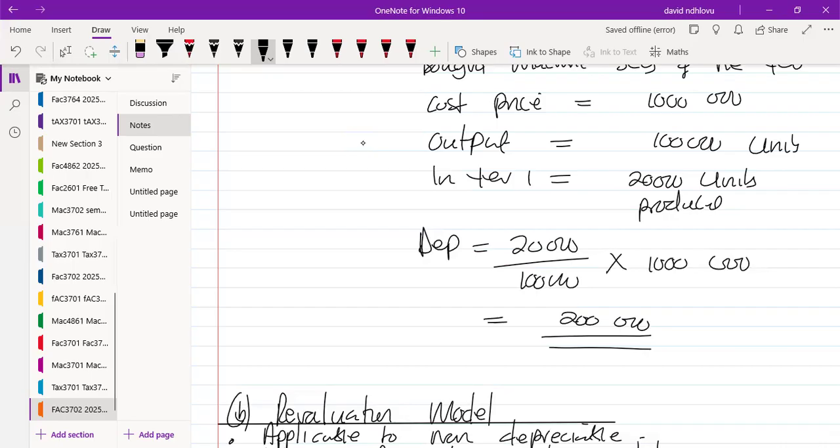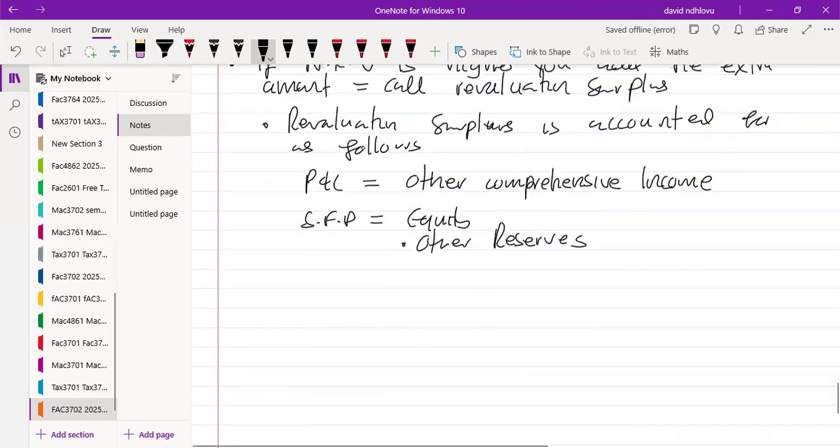I'm just gonna give it a try. Do we not capitalize them against the carrying amount of the asset? All right, it depends.